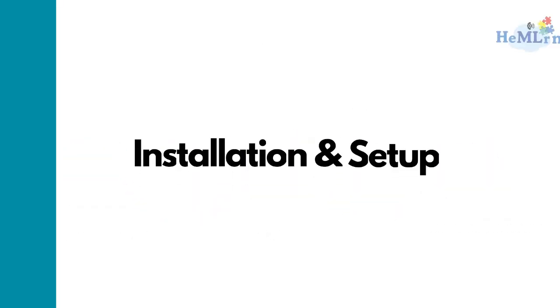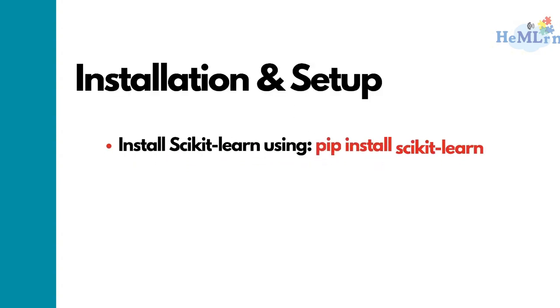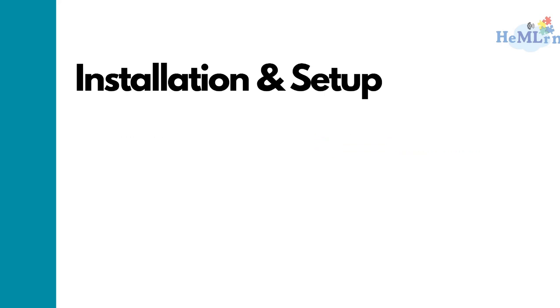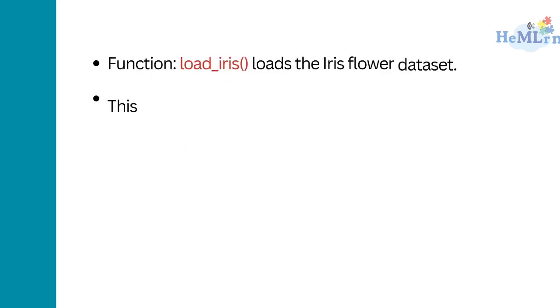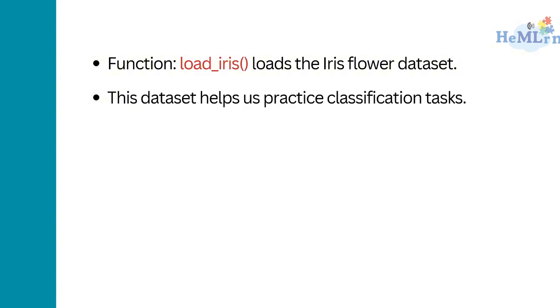Installation and setup. First of all, we want to install using pip install scikit-learn in the command prompt or in the Jupyter notebook. Next, loading data. So we use load_iris for this dataset. This is the iris flower dataset.